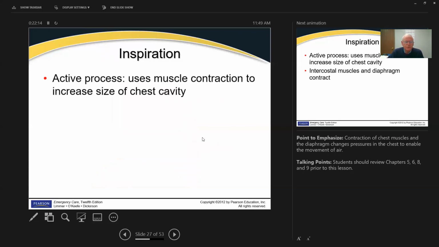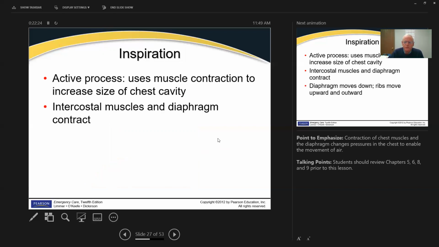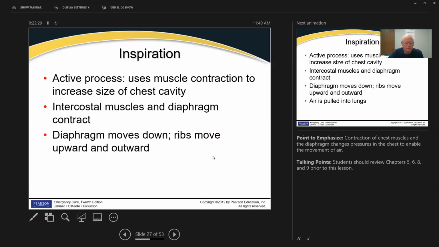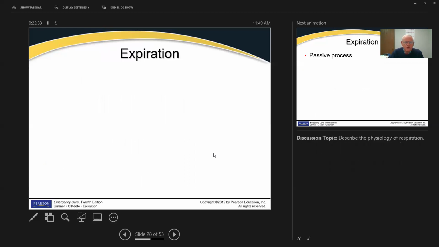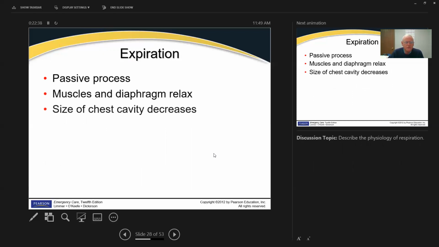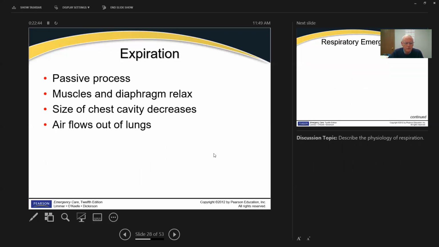So inspiration, we've talked about this. It's an active process. Muscles contract, increasing the inside of the chest cavity. Intercostal muscles contract, the diaphragm moves down, ribs move upward and outward, and that forces the air to be pulled into the lungs. Expiration or exhalation is a passive process. Everything relaxes, the chest cavity size decreases, and there's more pressure in the chest, so air goes out.